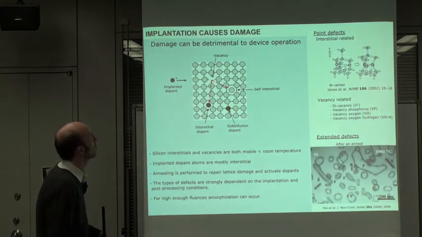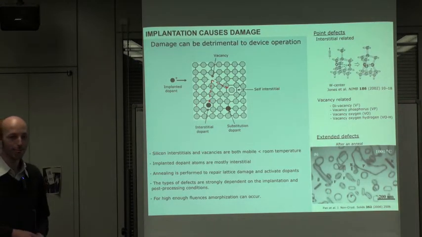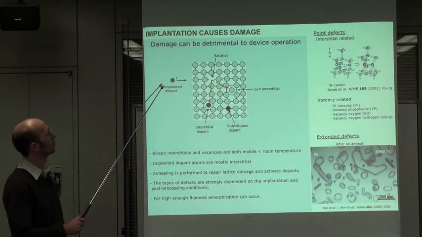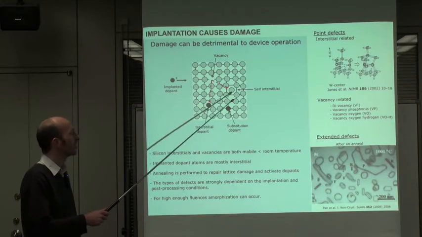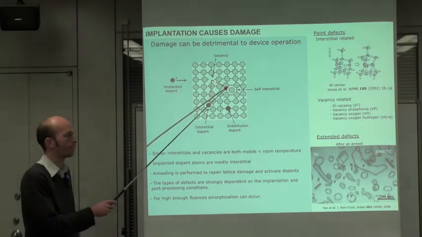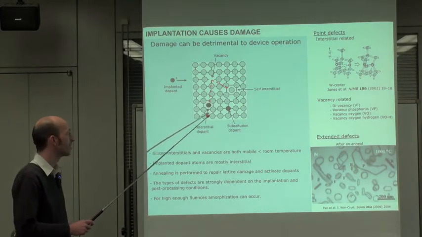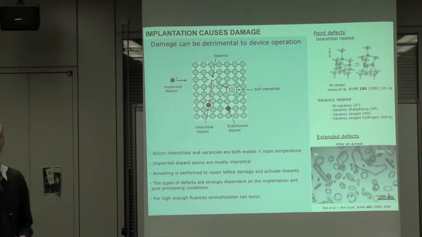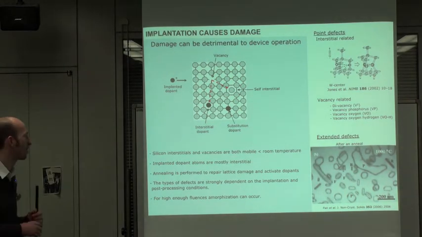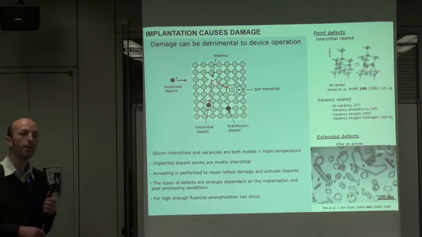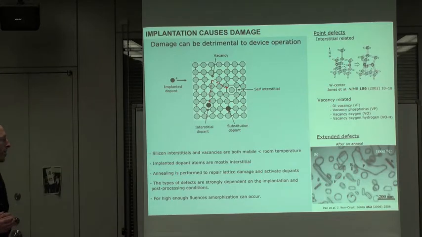So the bad thing about implantation, of course, is that it causes damage. For example, you have an implanted ion into your lattice here, and it might knock out a silicon self-interstitial. This is a defect, and you have interstitial dopants, and then we'll leave a vacancy there as well. So vacancies and interstitials are, as you know, both mobile at room temperature. So sometimes they might recombine, or they'll form more complicated structures.